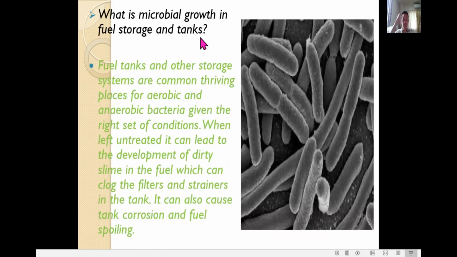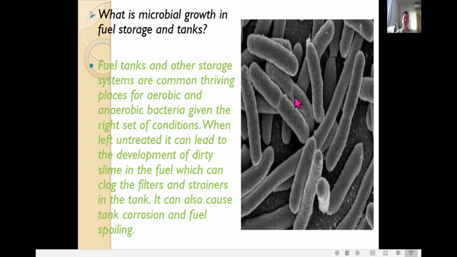Now let us proceed here. We have also the question here: what is microbial or microbiological growth in fuel storage and tanks? As you can see here, there is something just like a virus. Fuel tanks and other storage systems are common thriving places for aerobic and anaerobic bacteria, given the right set of conditions. When left untreated, it can lead to the development of dirty slime in the fuel, which can clog the filters and strainers in the tank. It can also cause tank corrosion and fuel spoiling.